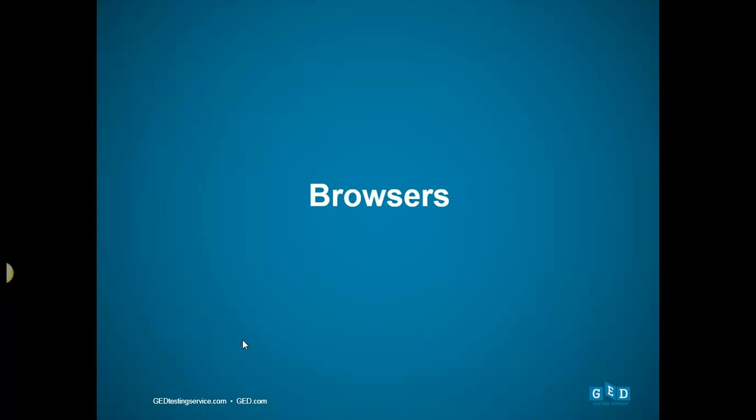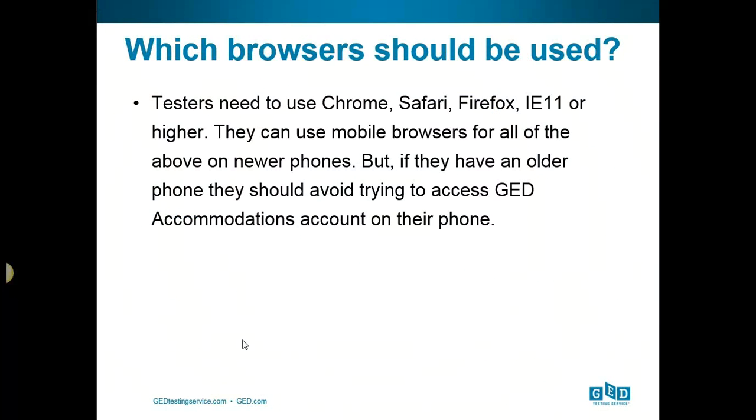The last thing I would like to do is give you some information about browsers. Which browsers should be used? Testers need to use Chrome, Safari, Firefox, Internet Explorer 11 or higher. They can definitely use mobile browsers for all of the above on their phones, but if they have an older phone, say like a flip phone, they should avoid trying to access the GED Accommodations Request system on their phone.